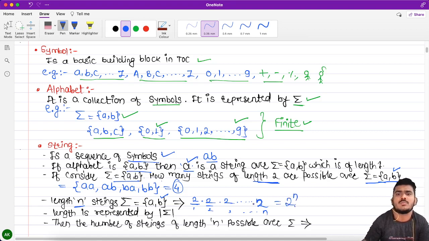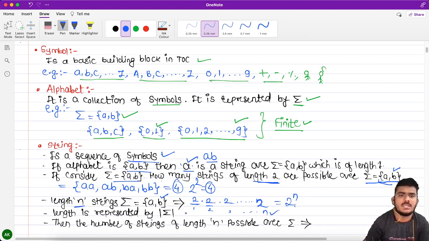That is becoming 2 raised to power n. Like here, the length was 2 possible, and how many alphabets were there? 2. So this becomes 2 power 2, that becomes 4. We have calculated like this only, this is 2 power n. So length n strings possible over the alphabet a comma b is 2 power n.